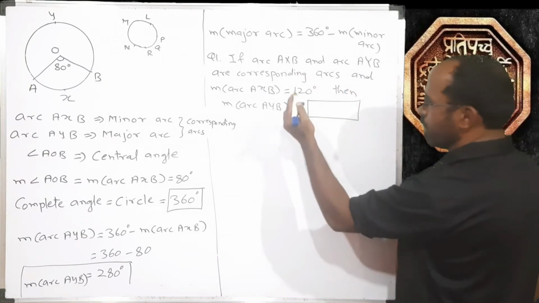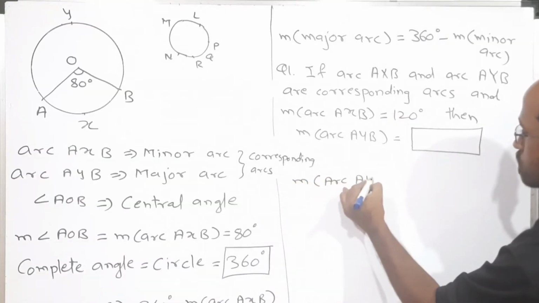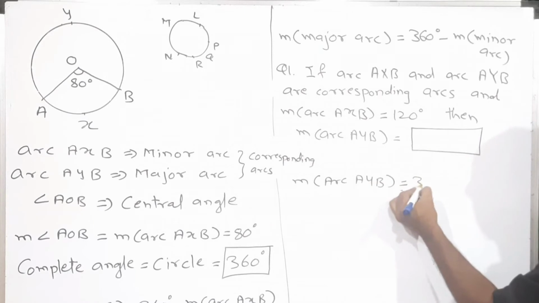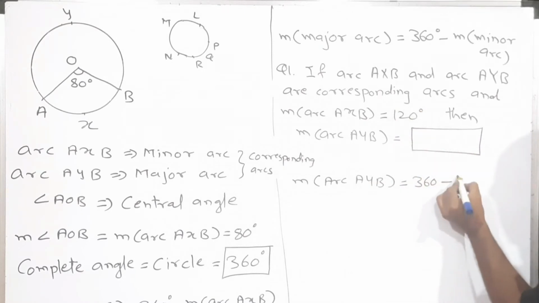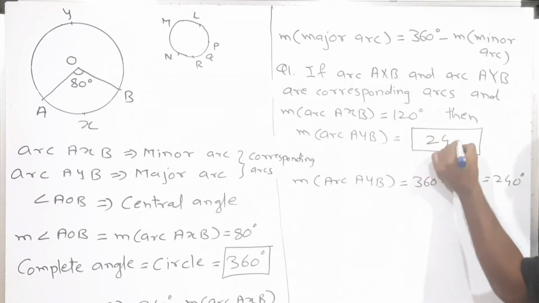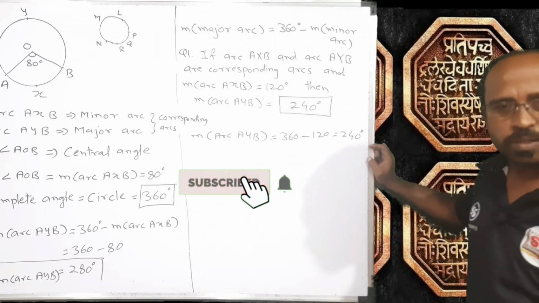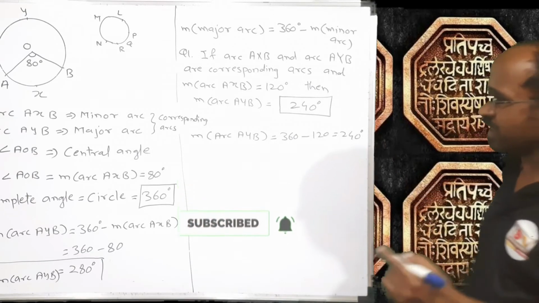So arc AYB is equal to 360 minus this 120, which equals 240 degrees. Directly we can write the answer. We solved it in one statement only. Clear? Let us see the second question.